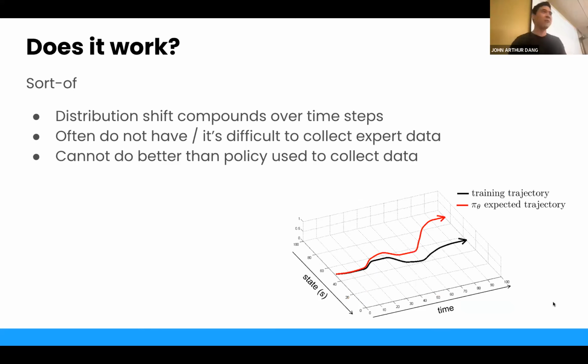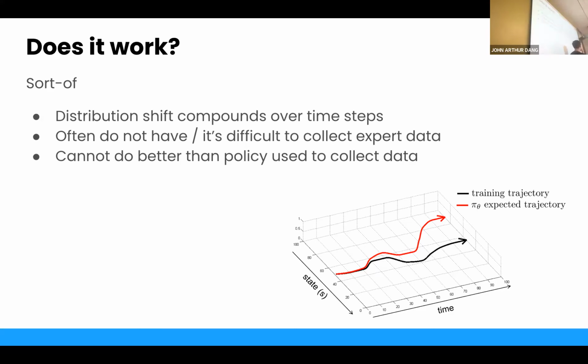But it turns out, does it work? Well, it sort of works and it sort of doesn't. And a really big problem here is that distribution shift compounds over time steps. This is alluding to how changing our parameters theta changes our trajectory distribution. So for instance, suppose we have state on this axis here, time on this axis here, and then the z-axis is your reward. So maybe in self-driving, it's something about getting to your destination correctly or how fast you get there, whatever it is, it doesn't really matter.